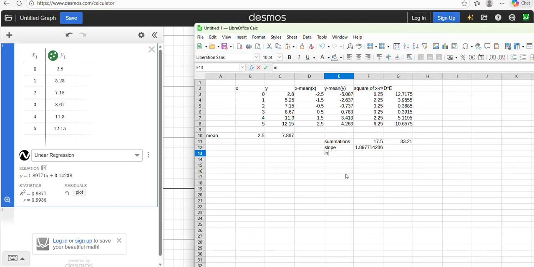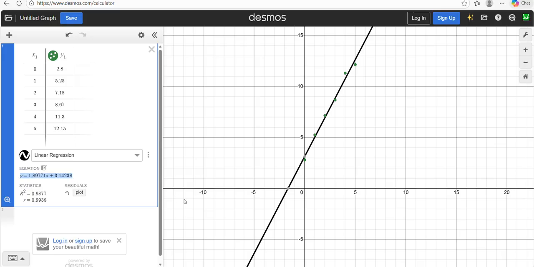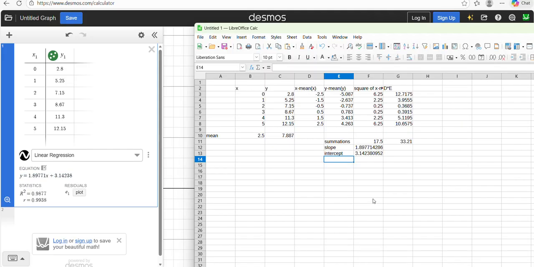Now, to find the intercept, we take the mean of y minus the slope times the mean of x. That gives 3.14238, which agrees with Desmos, 3.14238. So this spreadsheet demonstrates the mechanics behind what the machine is doing when you use Desmos to find a regression line for a given set of data points.